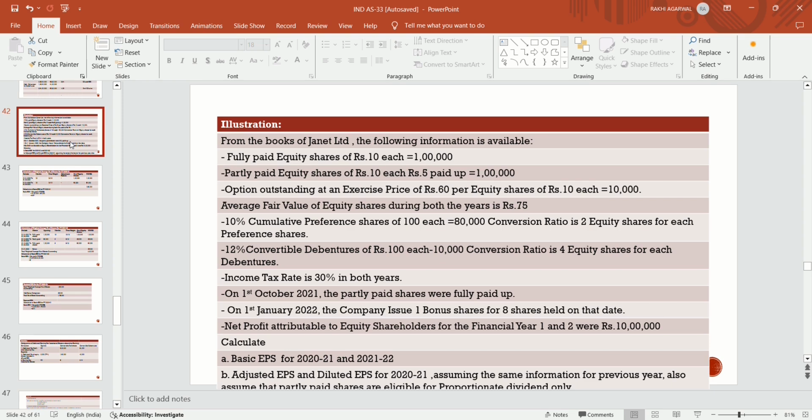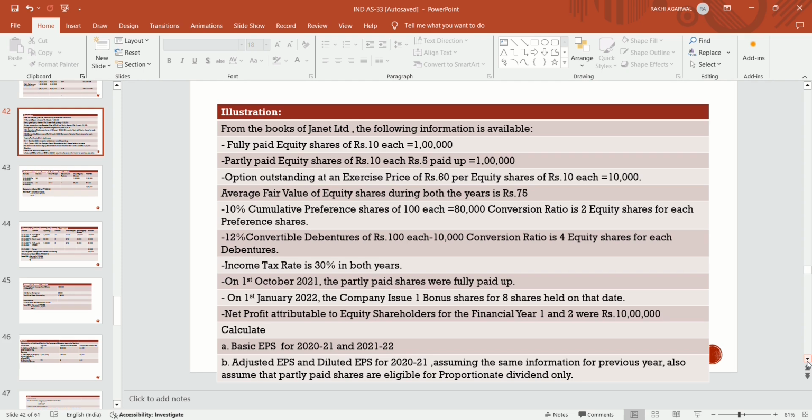There are 12% convertible debentures of rupees 100 each, 10,000 in number. The conversion ratio is 4 equity shares for each debenture. The income tax rate is 30% in both years. On 1st October 2021, the partly paid shares were fully paid up. On 1st January 2022, the company issued one bonus share for every 8 shares held on that date. Net profit attributable to the equity shareholders for both years is rupees 10 lakhs. We have to calculate the basic EPS for both years, 2020-21 and 2021-22, and the adjusted EPS and diluted EPS for 2021-22, assuming the same information for the previous year, and assuming that the partly paid shares are eligible for proportionate dividend only.